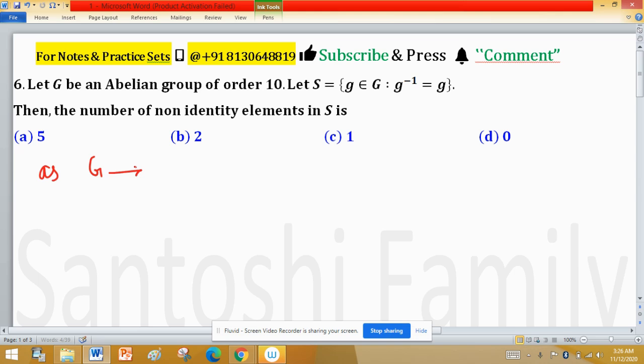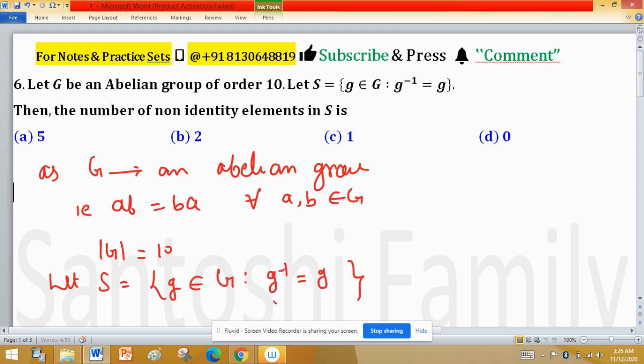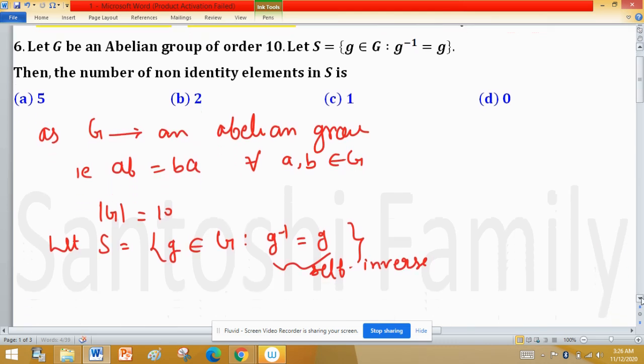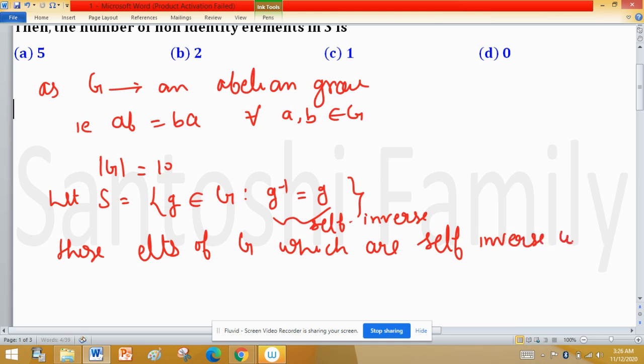G is an abelian group, that is ab equal to ba for all a, b belongs to G, and order of G equal to 10. Let S be a set and elements in S are coming from G such that g inverse equal to g. It means self inverse. Means those elements of G which are self inverse will belong to S.